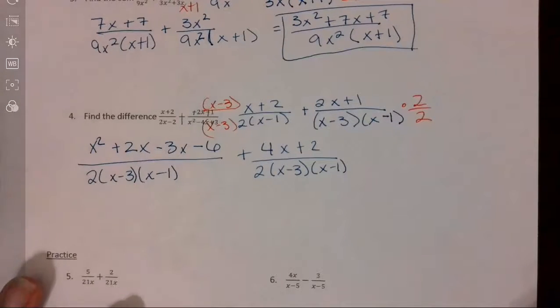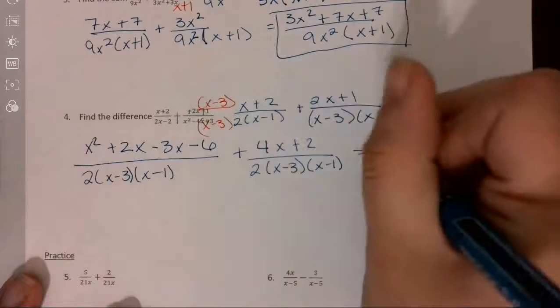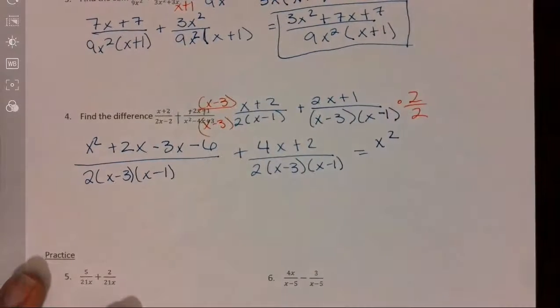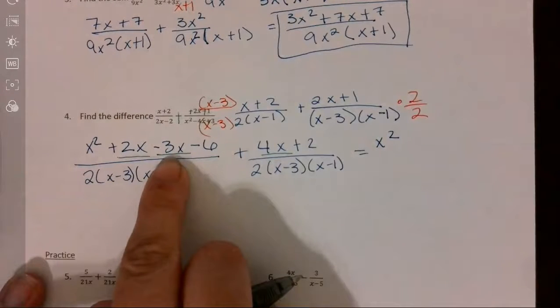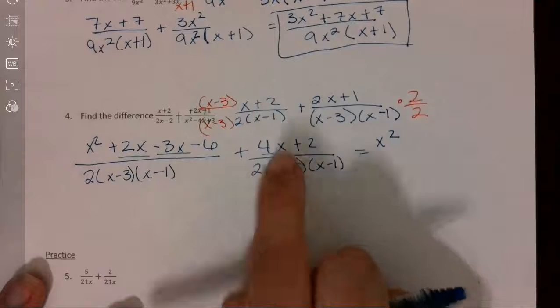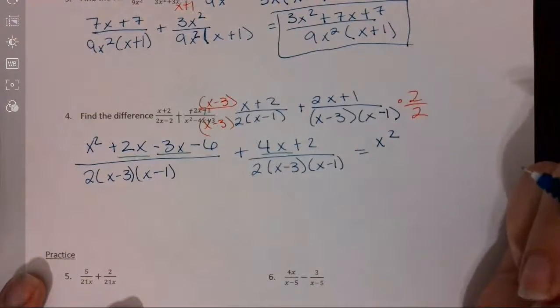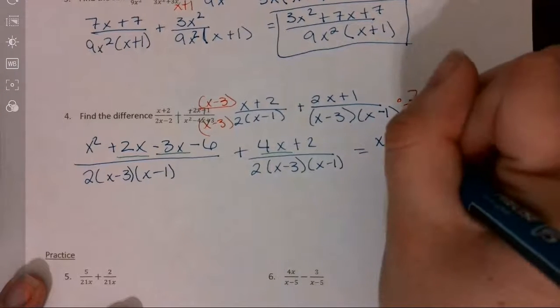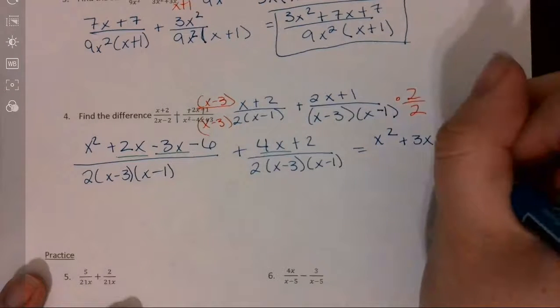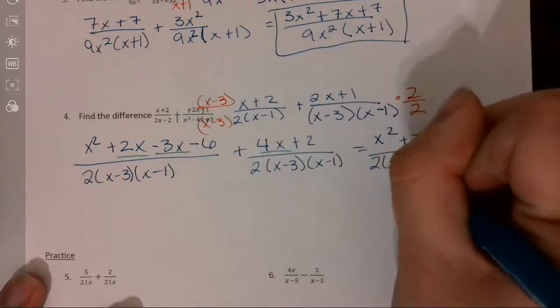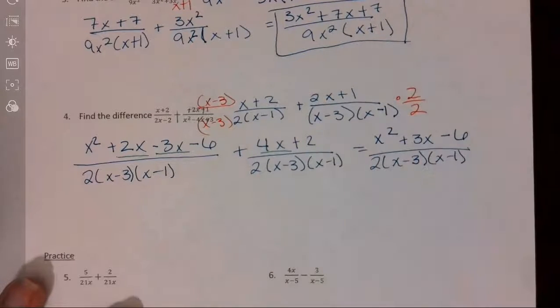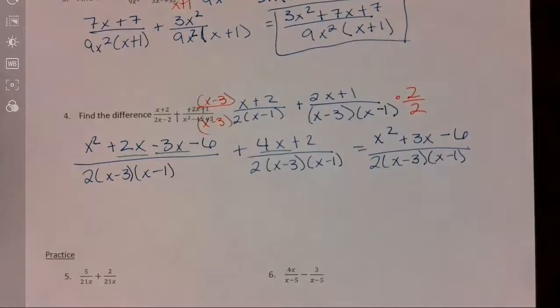Then I want to combine like terms. So I have the x squared. Then I have a 2x, a negative 3x, and a 4x. So 2 minus 3 is negative 1. Negative 1 plus 4 is 3. And then I have negative 6, still over the 2, x minus 3, x minus 1. Then what I need to do is, if I can factor my numerator, I should. So I'm looking for what multiplies to negative 6 and adds to 3.